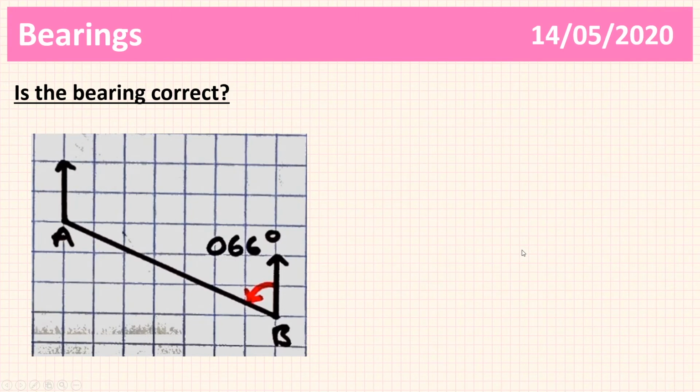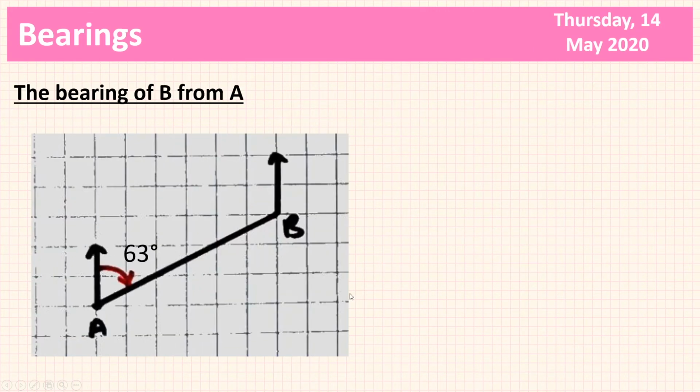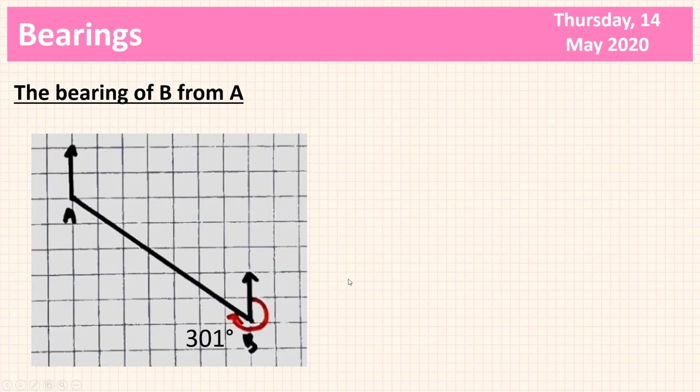What about this one? Correct or incorrect? Well, this one is incorrect because once again, we're measuring anti-clockwise. What about this one? This one is incorrect because our bearing is not 3 digits. What about this one? This one is correct because we have our north line, our bearing going round, and our angle in 3 digits.